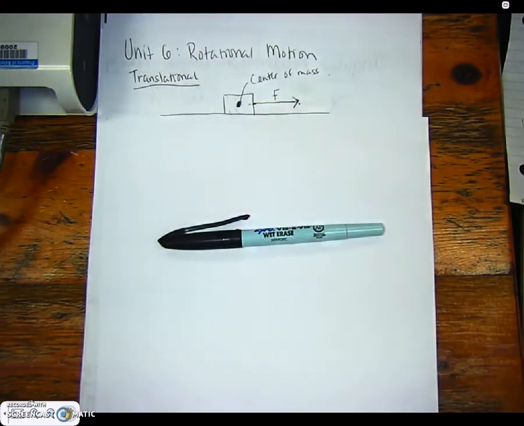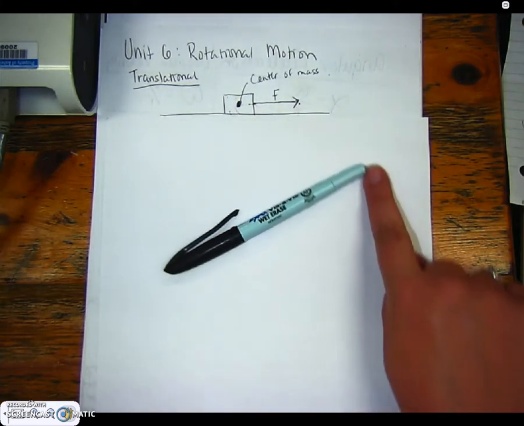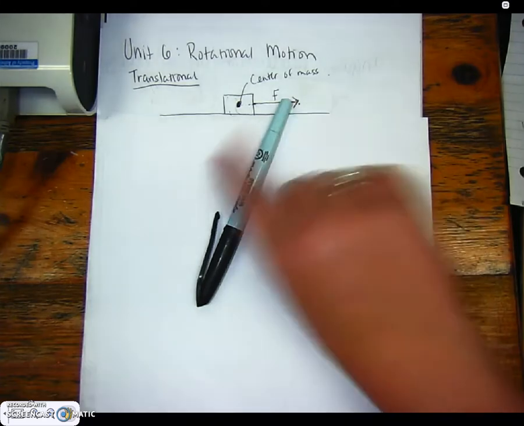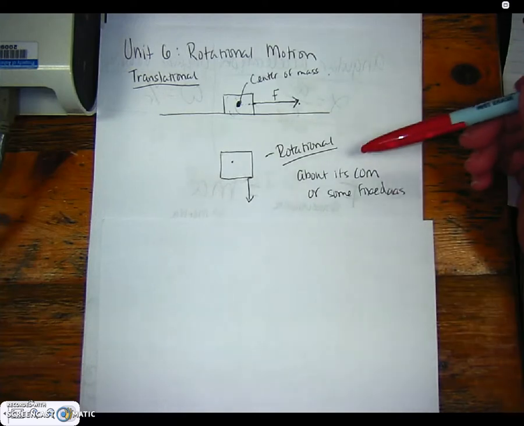But if I exert a force that's not at that center of mass, then what ends up happening is that the object rotates about its axis. So in this unit, we're going to talk about that rotational motion and walk our way through all the concepts from force to energy to momentum in order to see how this rotational thing differs.